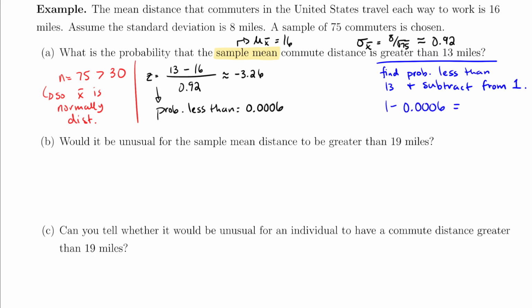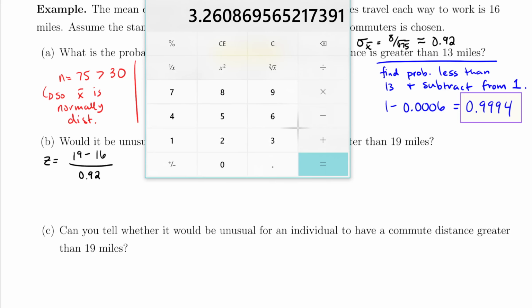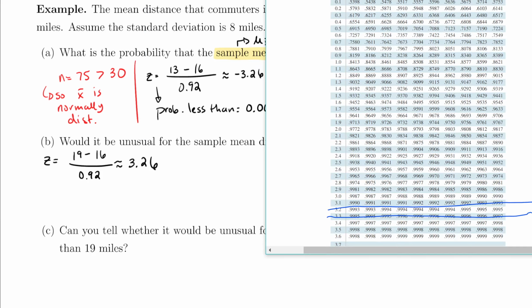And that will be equal to 0.9994. Now, our question is, would it be unusual for the sample mean distance to be greater than 19 miles? In order to solve this, I first need to find the new z-score that corresponds to 19. So that'll be 19 minus our mu sub x of 16. That gives us a positive 3.26 when rounded to 2 decimal places.